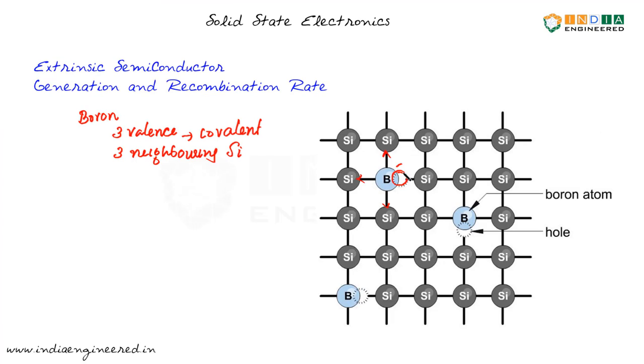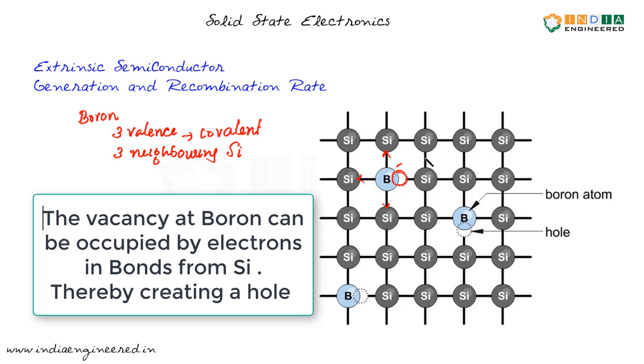Now we have said that there is a vacancy of electron. So even at small temperature, an electron from a neighboring bond can move and occupy this site, thereby creating a vacancy there. So in order to understand the concept of acceptor, we rather look at the energy band diagram.